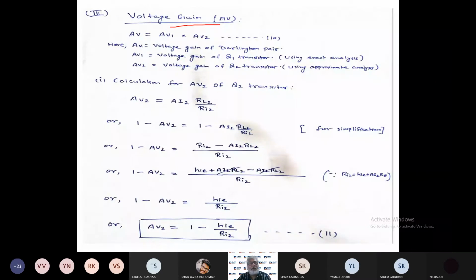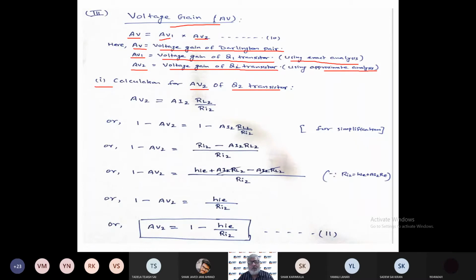The voltage gain of the Darlington pair is given by AV, which is equal to AV1 multiplied by AV2, where AV is the voltage gain of the total Darlington pair, and AV1 is the voltage gain of the Q1 transistor. For Q1 we use the exact analysis, and for Q2 the approximate analysis. AV2 is the voltage gain of the Q2 transistor using approximate analysis. So first we will calculate AV2 of the Q2 transistor.